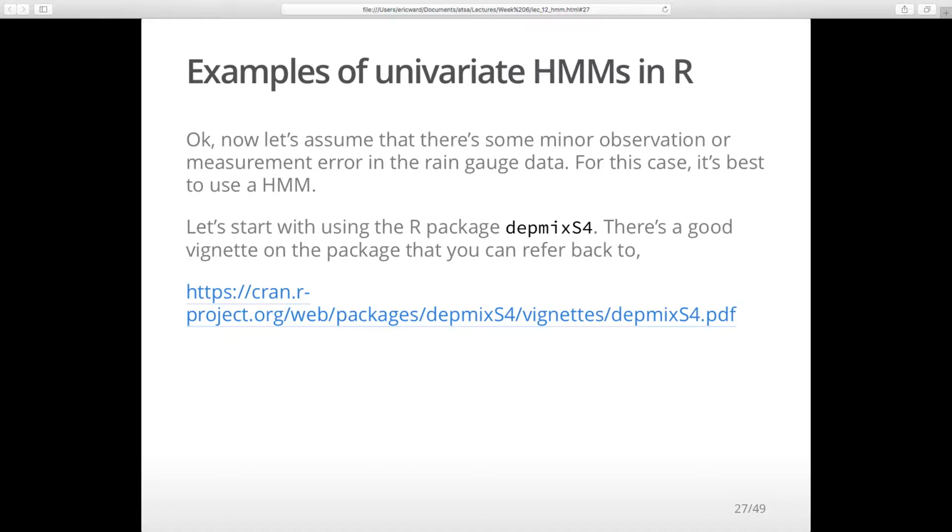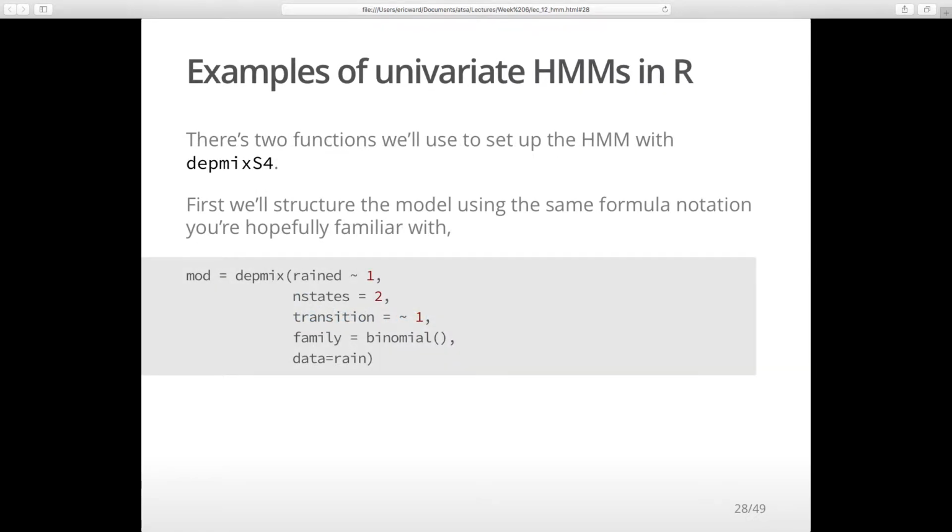For this application, we'll use the CRAN package called depmixS4. If you haven't worked with S4 objects, this is probably a good intro to that. There's a vignette on the package on CRAN that you can refer back to that has some pretty simple examples, and this is one of the more widely used packages.